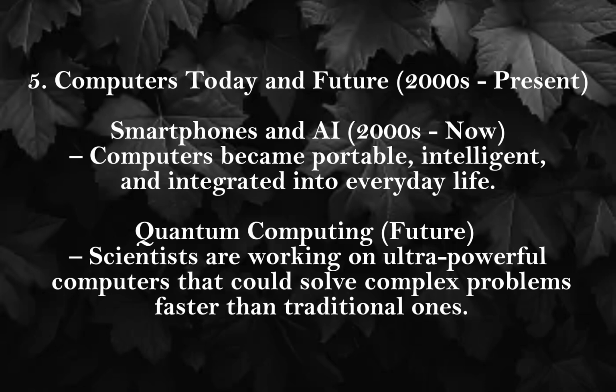We have reached the modern computer, which is present in your homes right now and in your hands right now, which is smartphones and computer PCs of today. So computer today and future: 2000s to present, smartphone and AI. Now computer became portable, intelligent, and integrated into everyday life. And in the future, which is expected to be quantum computing, scientists are working on ultra powerful computers that could solve complex problems faster than traditional ones. As you know about AI, which is a shadow of what is going to happen in the future.